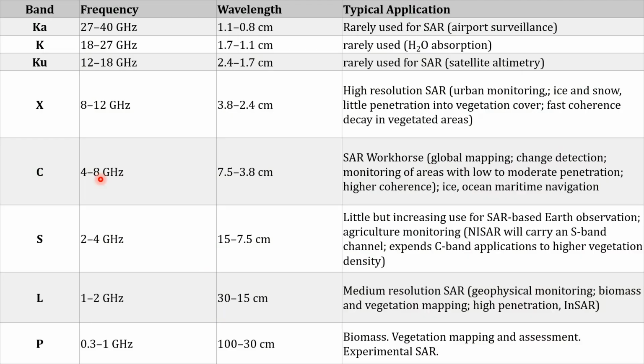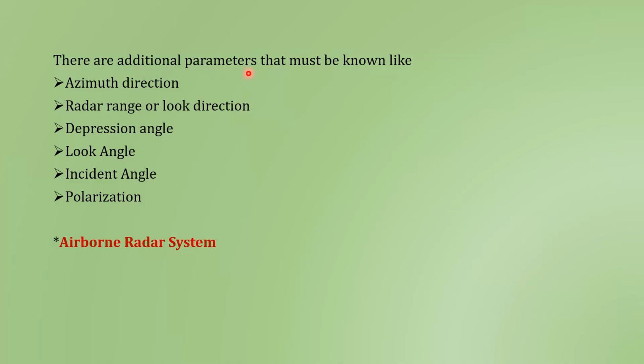So here we have different bands, their frequency range, their wavelength range, and their typical application. So we can see Ka, K, and Ku, these have the shortest wavelength, but they are rarely used in the side looking airborne radar. So, in case of suborbital and orbital platform, X band is the shortest wavelength used in radio detection and ranging. There are additional parameters that we must know, like azimuth direction, radar range or look direction, depression angle, look angle, incident angle, and polarization.